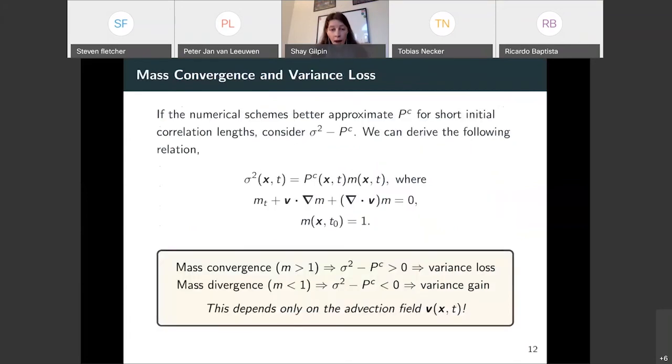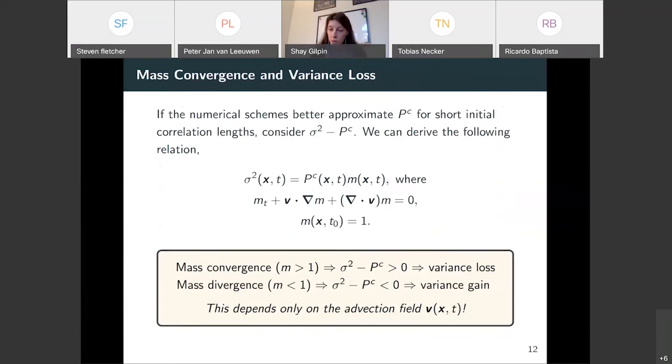And so when we do that, we can actually derive this very nice relationship between the variance and the continuous spectrum solutions. And they all hinge on this factor m here, where m evolves according to the continuity equation with an initial condition of 1. And this you can just derive straight from the PDEs for the variance and continuous spectrum. And so what's really nice about this relationship is it allows us to connect these physical concepts of mass convergence and divergence to the variance loss and also the variance gain that we see in our numerical results.